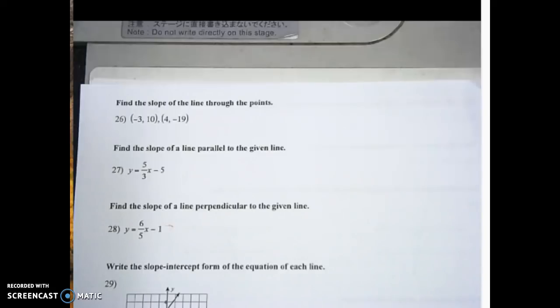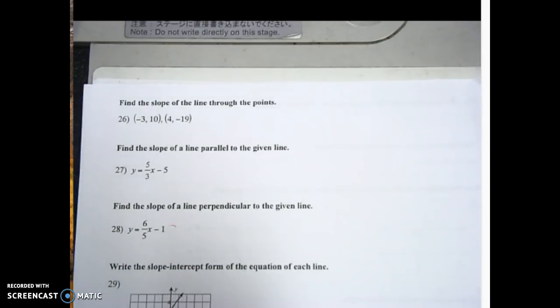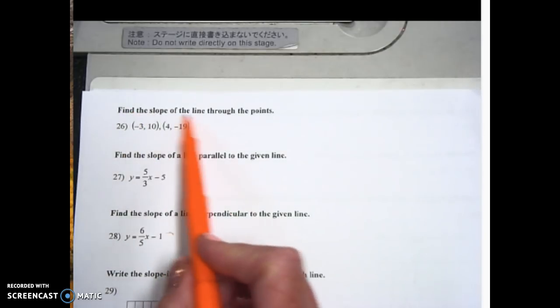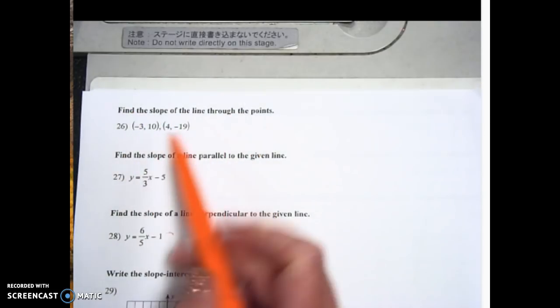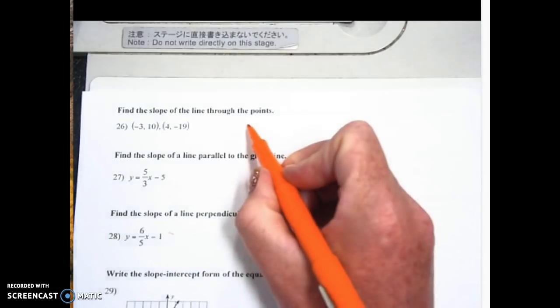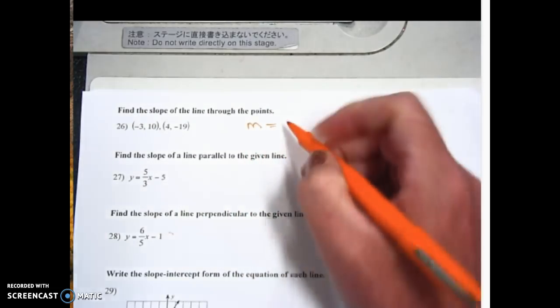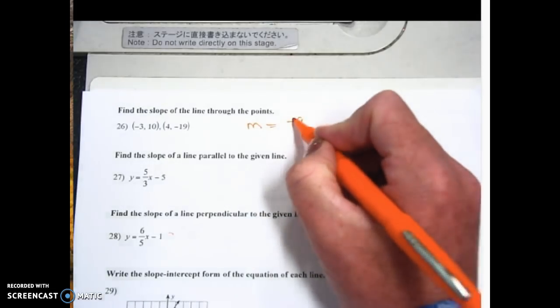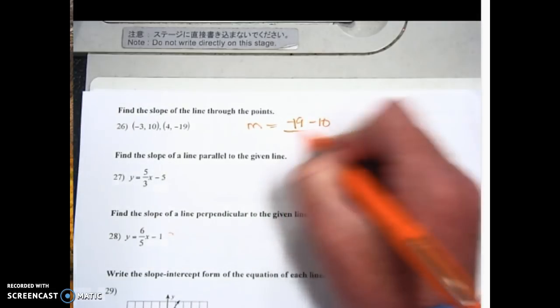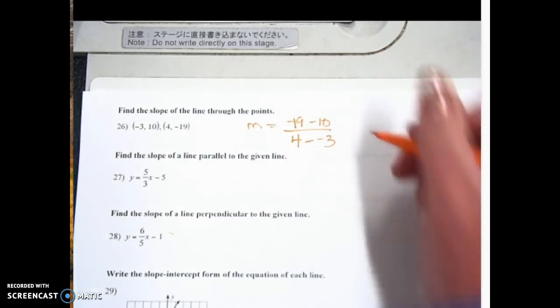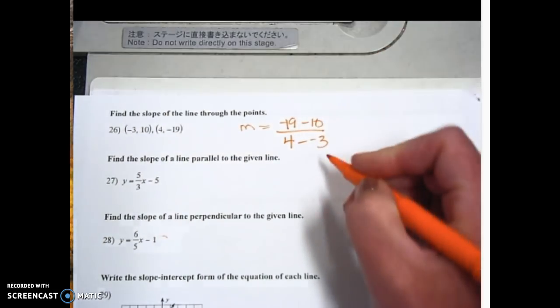This is page 4 of the review for the midterm for geometry. So top of page 4 we have number 26, find the slope of the line through the 2 points. So you're going to use the slope formula and you're going to plug in the y2 minus the y1, so negative 19 minus 10 over the x2 minus the x1. And then from there you're just going to simplify.